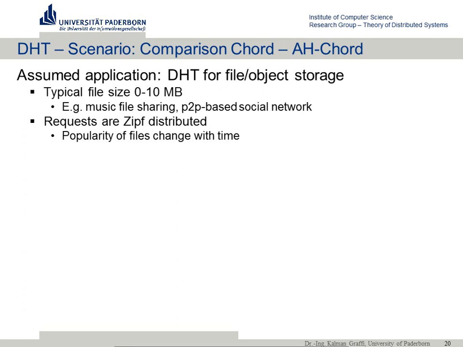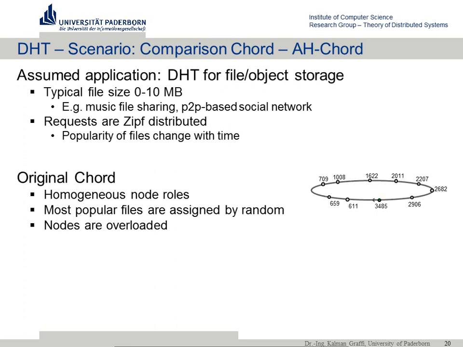That means that you have very popular objects and lots of unpopular objects. And how can you do then this matching of putting very popular documents on very powerful nodes? So again, this is original Chord. All of the nodes are equal. Most of the popular files are assigned by random, so just depending on which object ID you get, you find your position in the network in Chord.